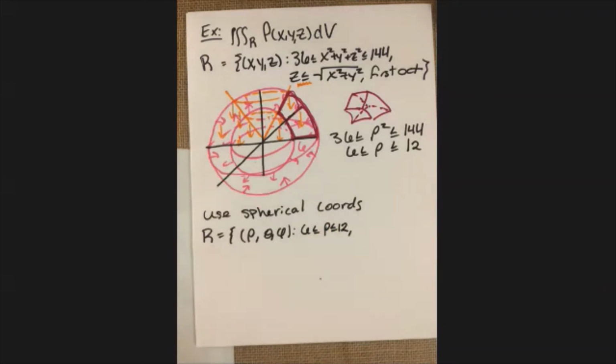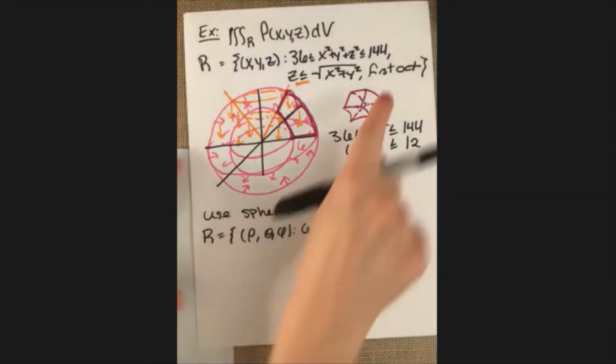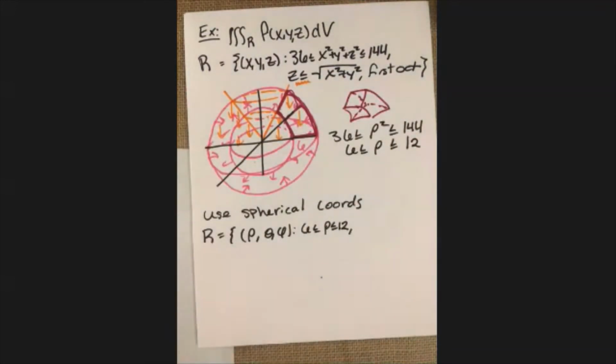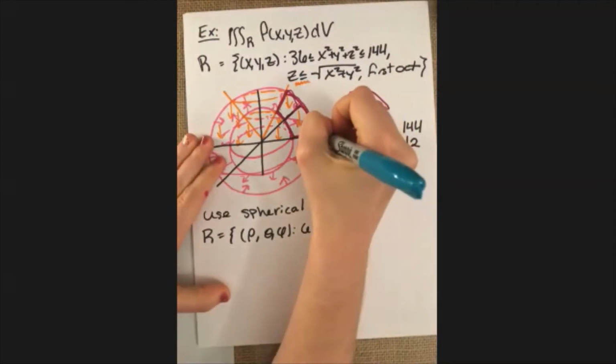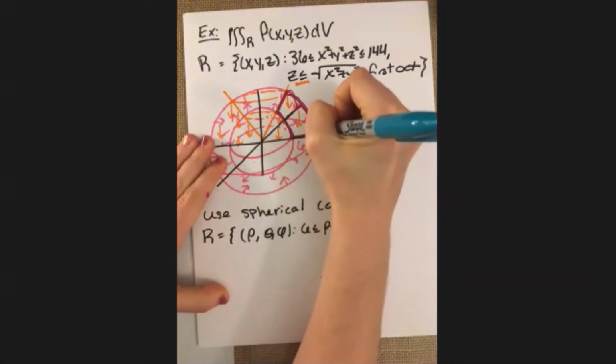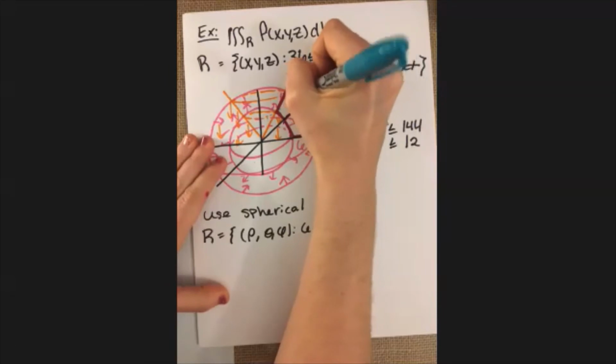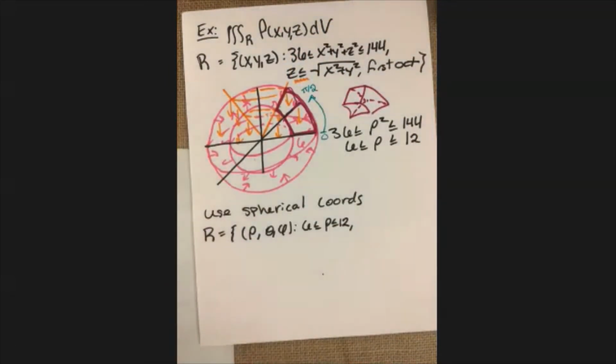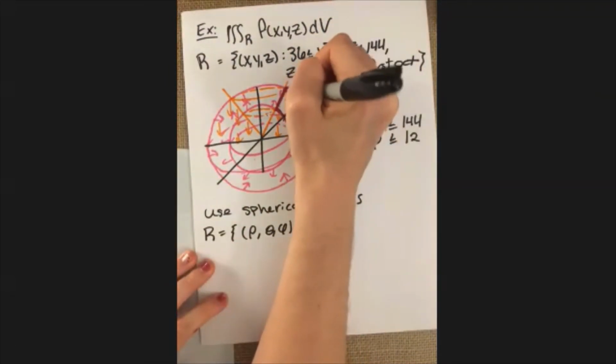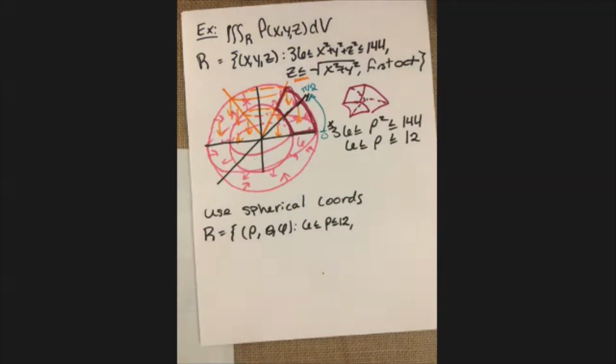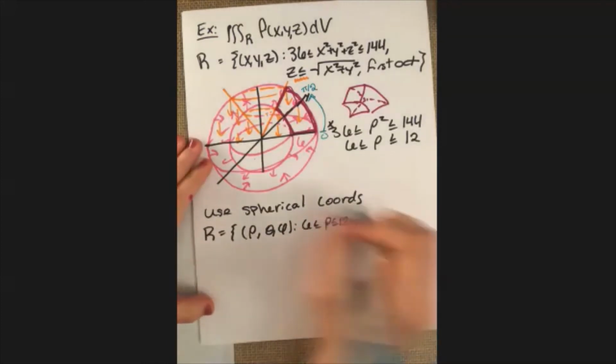Okay. Now, if we look at theta, since we're in the first octant, a general rule of thumb is that theta starts here at 0, and it's going to go up to pi over 2, okay? Because this is our x-axis, that's our y-axis. So anytime you're in the first octant, theta is typically going to be between 0 and pi over 2.